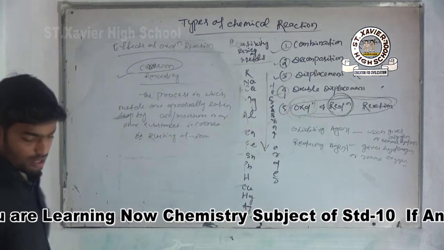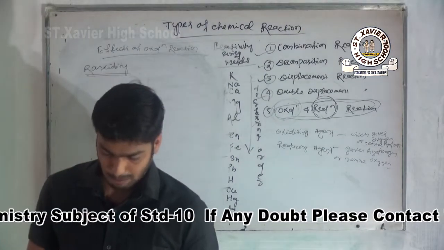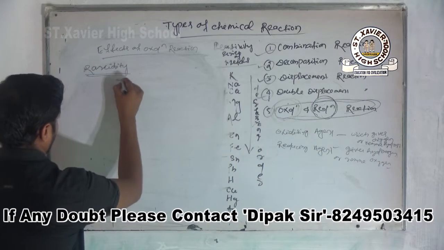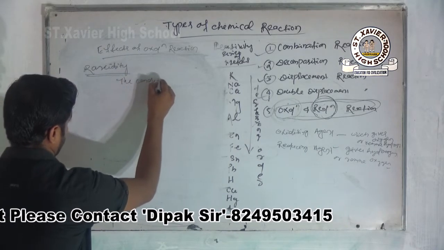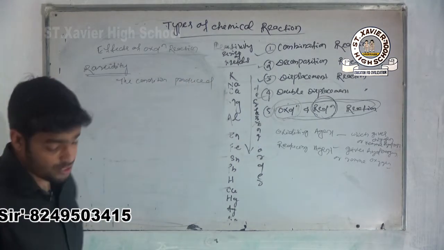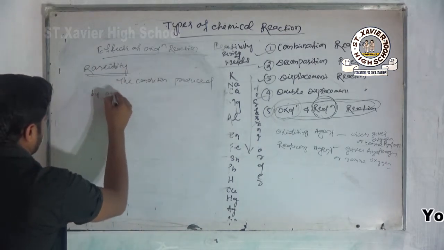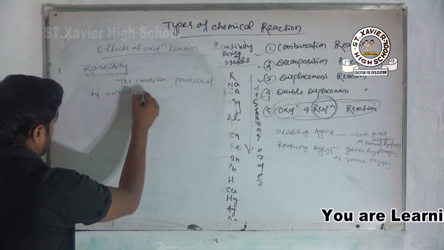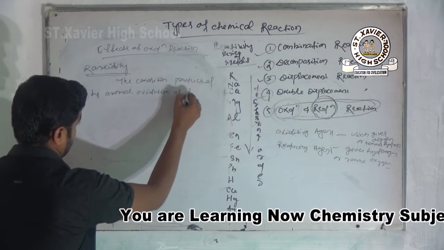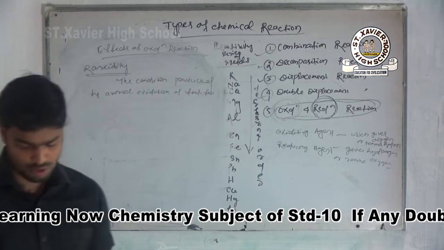Then we come to the last point of this chapter, that is rancidity. So what is rancidity? Coming to the definition, it is the condition produced by aerial oxidation of foods or fats.